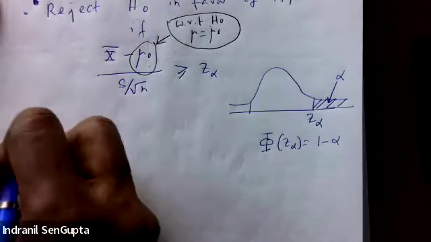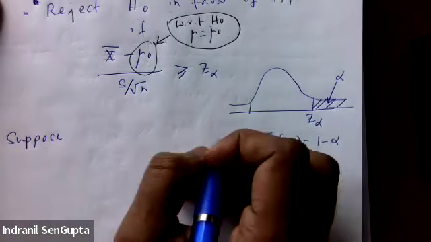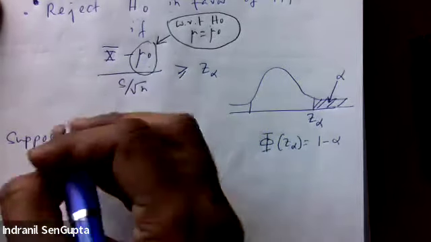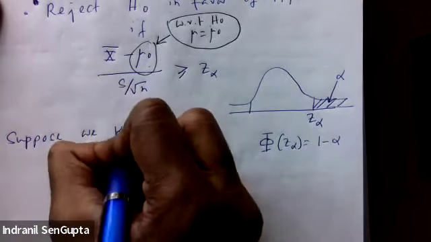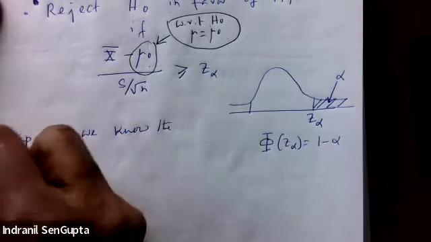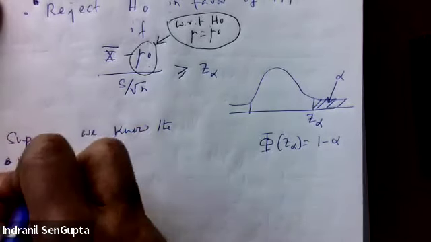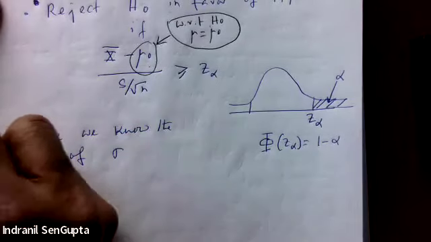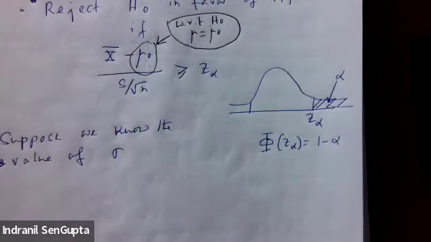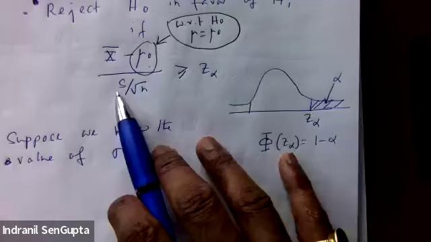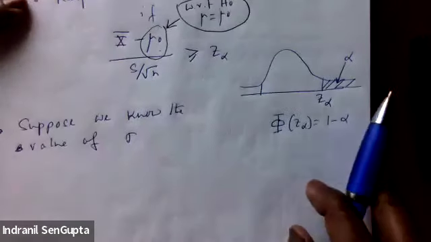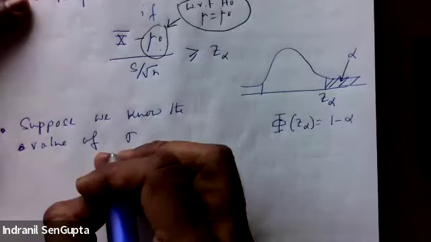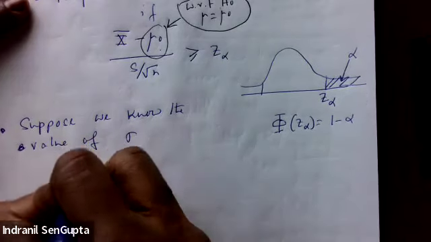Suppose we know the exact value of sigma. Then basically we can replace s by sigma. So what is the power function? The power function is gamma of mu.